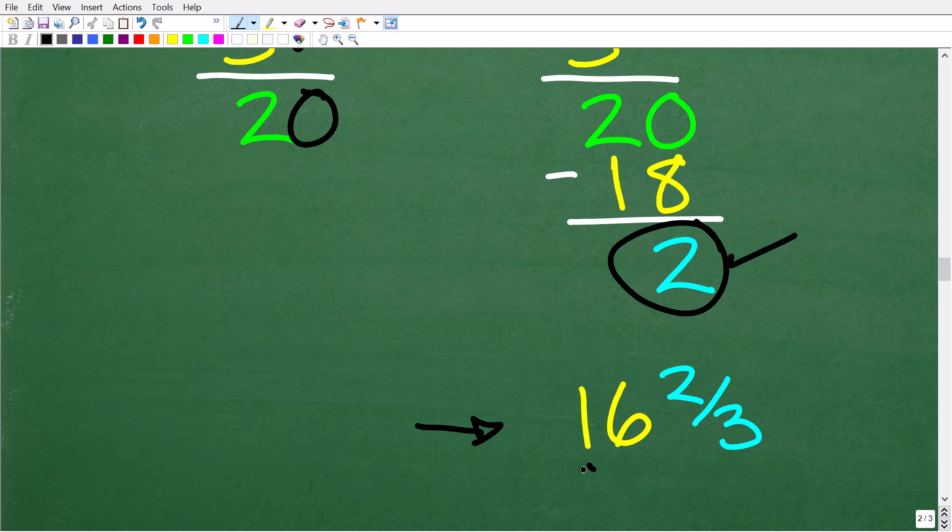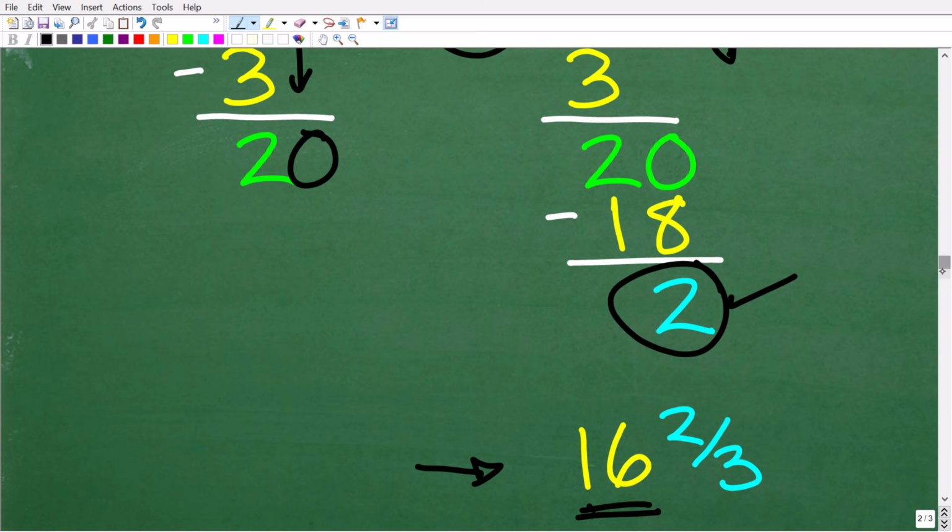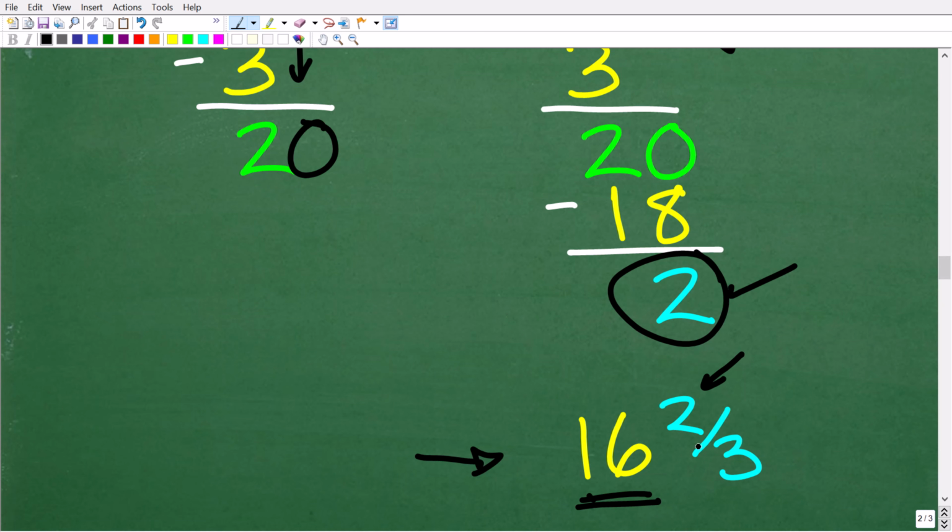Okay, so what you're going to do is write 16, and of course this is the number that we got right here. Now our remainder is 2, and we were dividing by 3. So what we're going to do is put our 2 right here, which is the remainder, and then we have our 3 right there. So our final answer is 16 2/3.